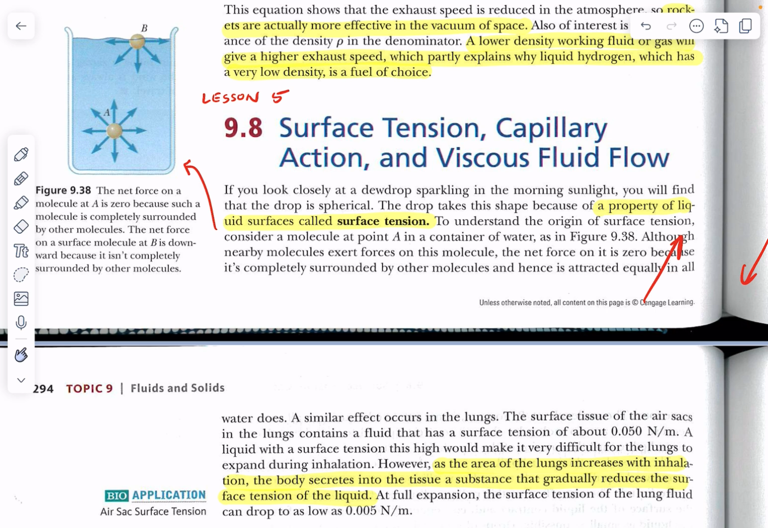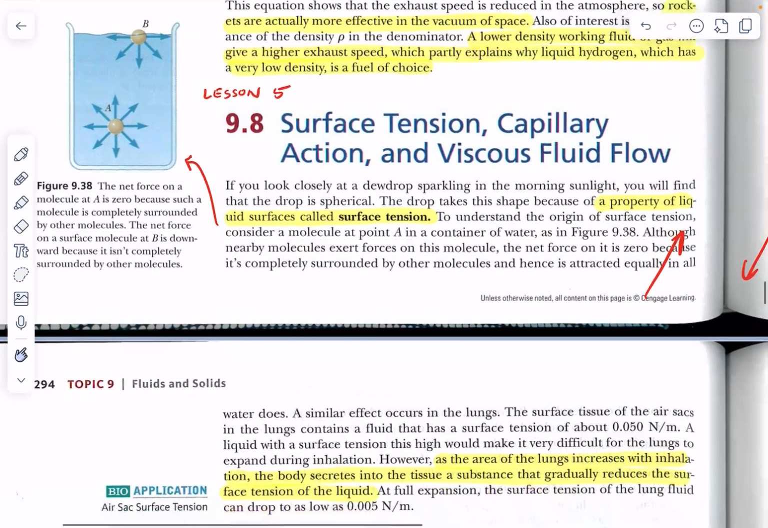So first of all, let's talk about surface tension. You may have observed things that are denser than water, yet are able to float on the surface of water. And one of the main reasons when that happens is because of what we call the surface tension of the water.